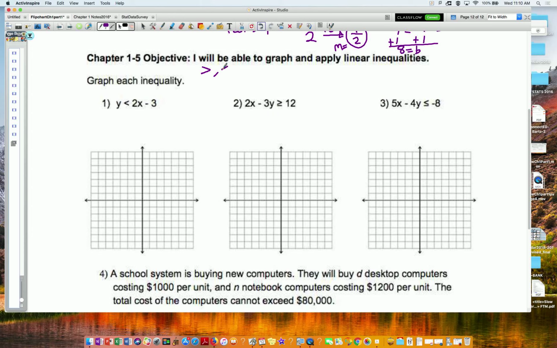Greater than or less than is dashed or a dotted line. When it has the equals, it's solid. And then if it is less than or equal to, we shade below. And then if it's greater than or equal to, we shade above.